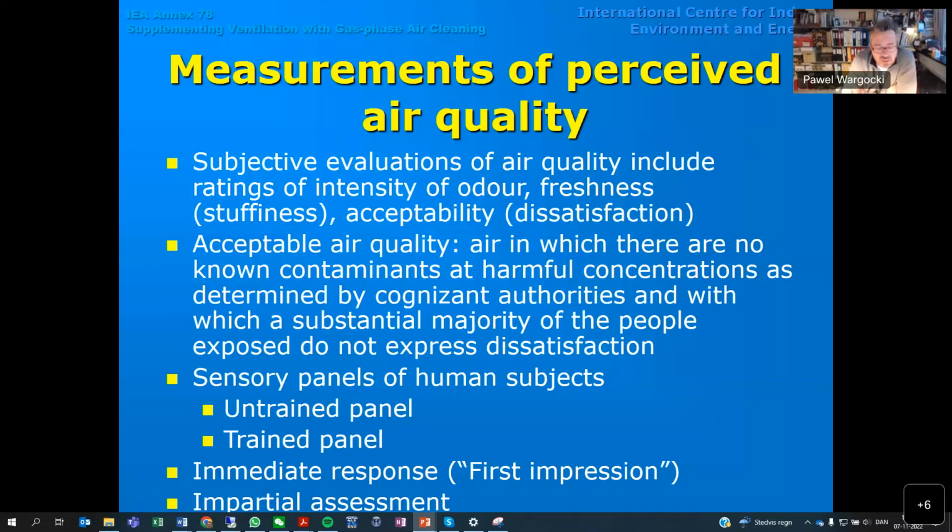And acceptability is the most commonly used metric for perceived air quality, and it's defined according to ASHRAE 62.1 as the air in which there are no known contaminants at harmful concentrations as determined by cognizant authorities, and with which a substantial majority of the people exposed do not express dissatisfaction. That's the general definition of acceptability. How you measure it, I will show you in a moment.